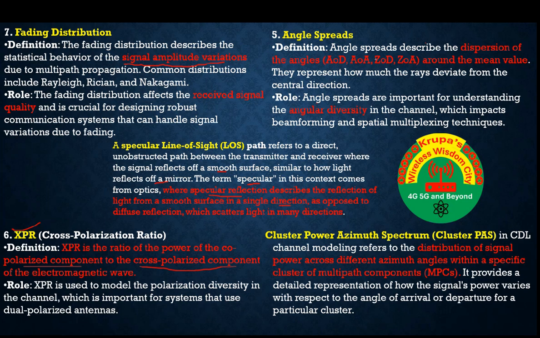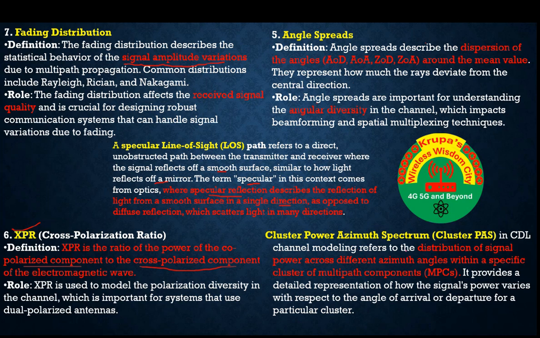And then angle spreads. As I was saying, one CDL cluster component covers similar angles, right? So it's a dispersion of angles, a spread of angles. In a very simple way, like the way you have delay versus delay spread, similarly you have a single angle versus angle spreads. So that is about angular spread.